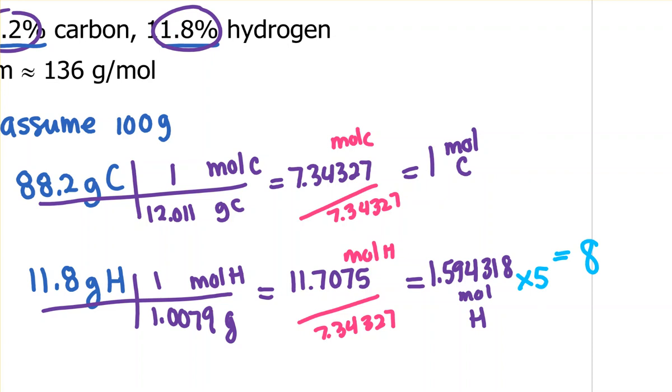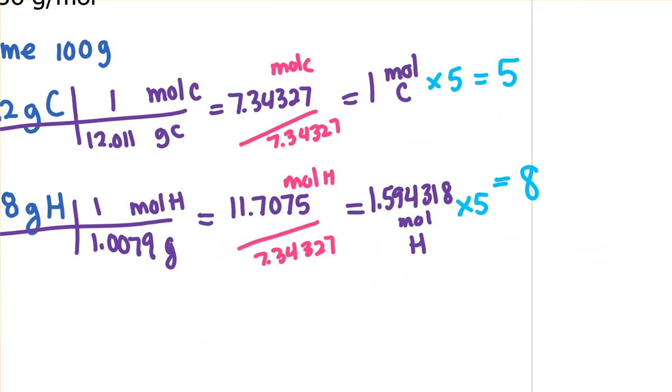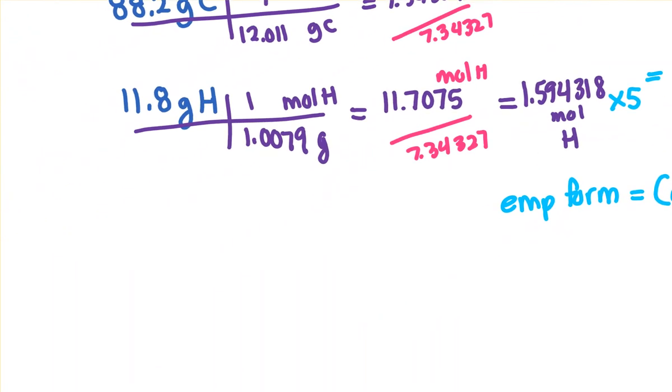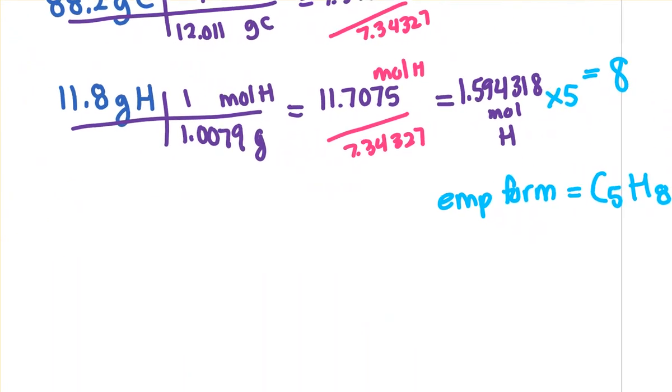So if we want to keep the same ratio, I need to multiply both of these by 5. So it's a 5 to 8 ratio. So our empirical formula, I'll put it down here, is going to be C5H8. Okay, but it asks for a molecular formula, so we're going to do that other step to get to the molecular formula.